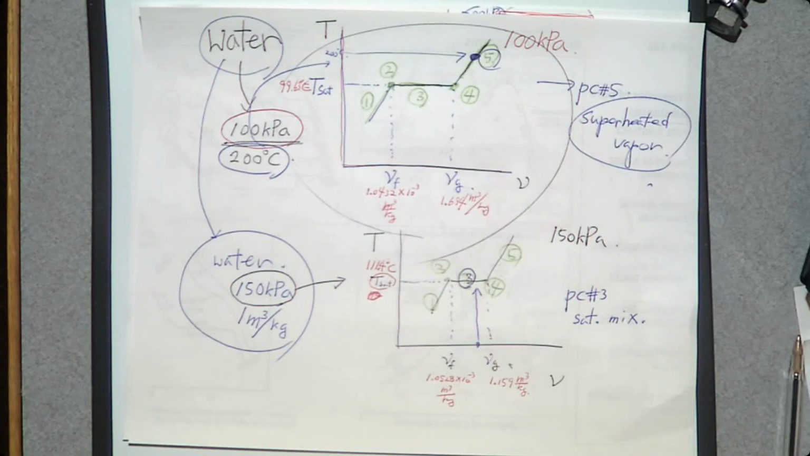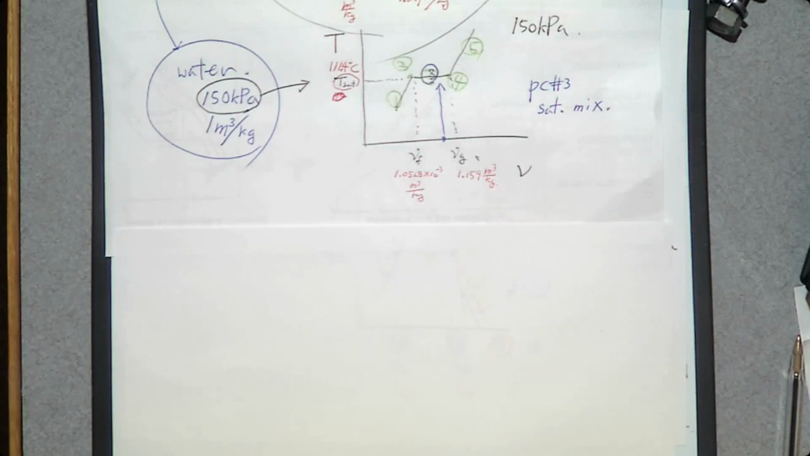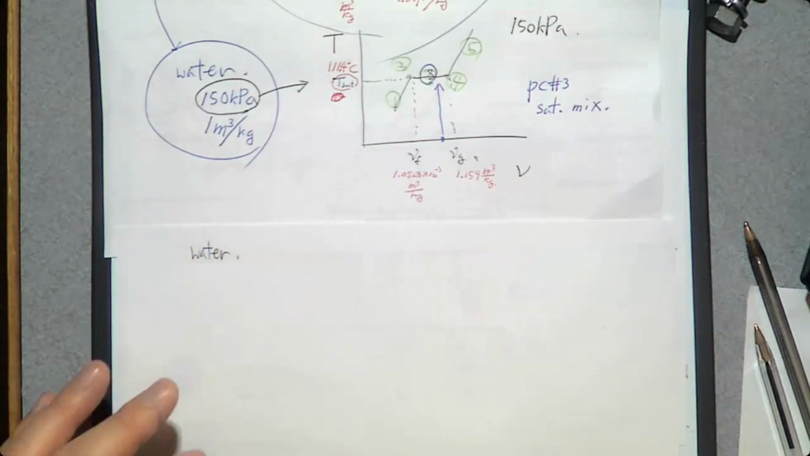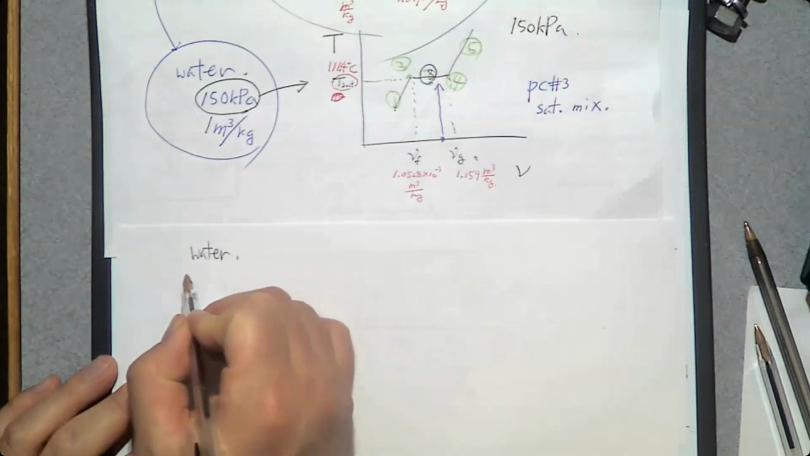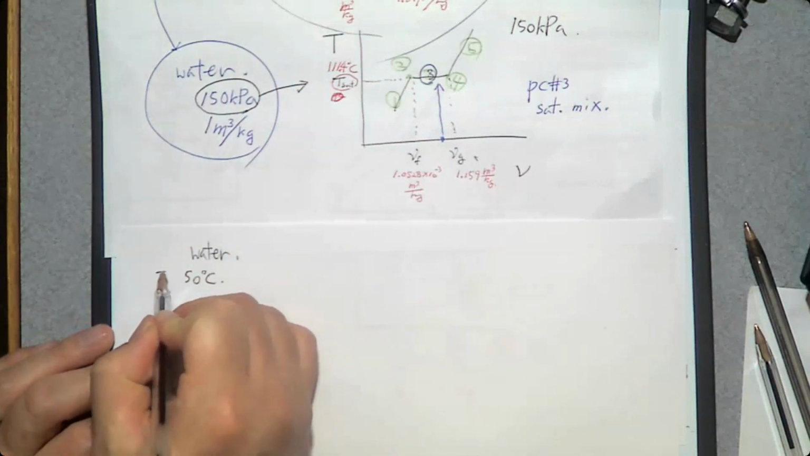So let's do one more example. And this time, we use PV diagram. So let's use PV diagram. That means we have water and we do not know the pressure, but we know its temperature. So I'm going to say we have a water again. And I know the temperature, 50 degrees Celsius. So that is the temperature of the system.